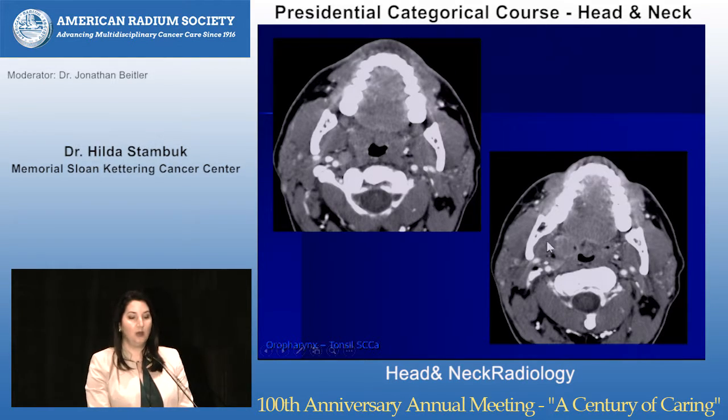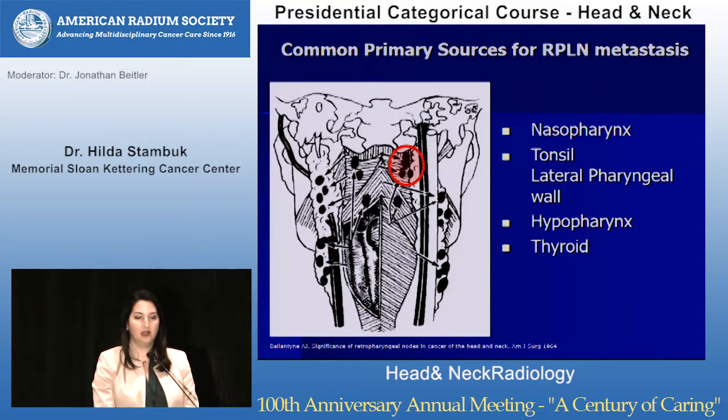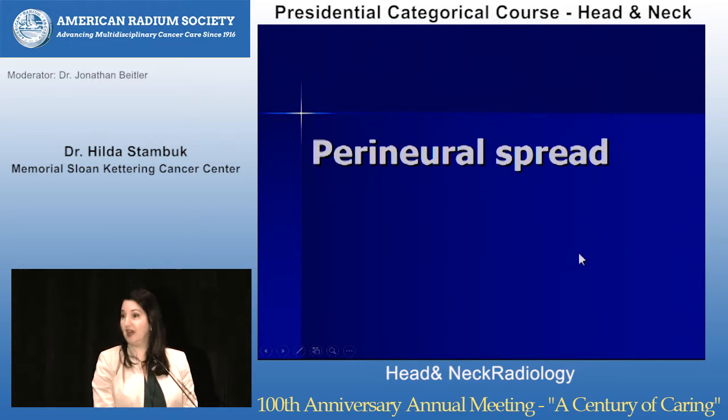So I'm going to show you now a palatine tonsil tumor and want to remind you guys that between the internal carotid artery and the prevertebral musculature, you have retropharyngeal lymph nodes, and that tonsil primaries love to go there. And you need to look for that with your palatine tonsil tumors. Who else goes there? We talked about the nasopharynx, the tonsil, but a lot of people don't realize that hypopharynx tumors and thyroid tumors also have a propensity for retropharyngeal lymphadenopathy.